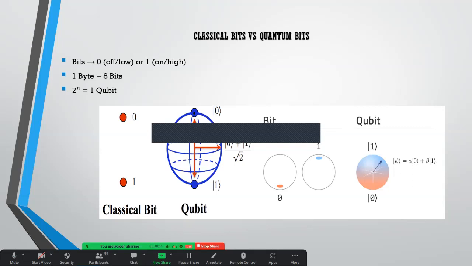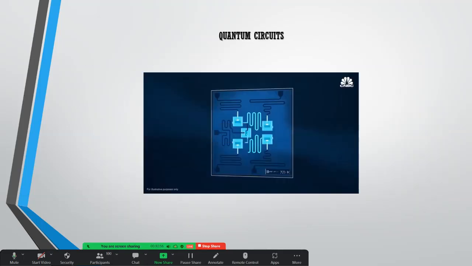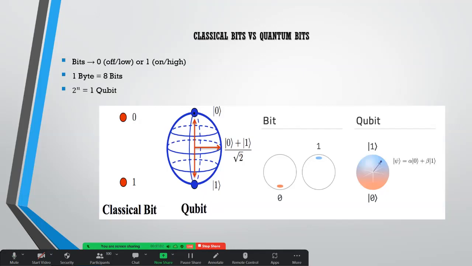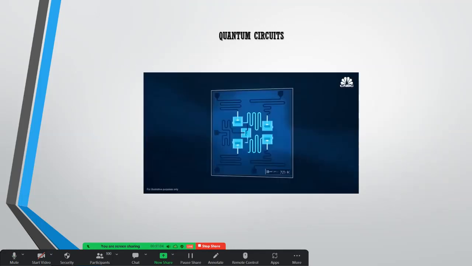So now we'll be moving on with how quantum circuits are developed. The qubits form quantum gates. So in qubits, there are unlimited ways in which they can present themselves. There are no limitations.